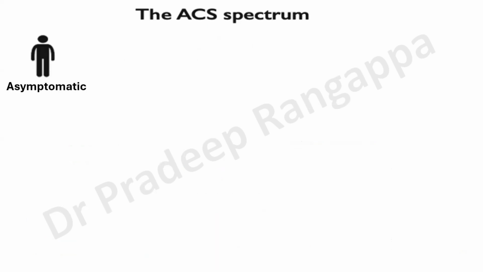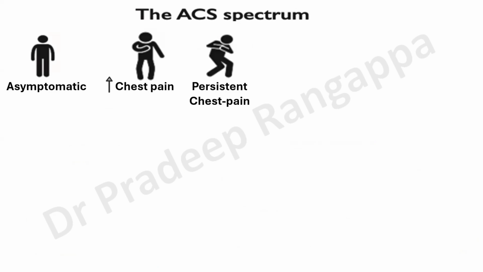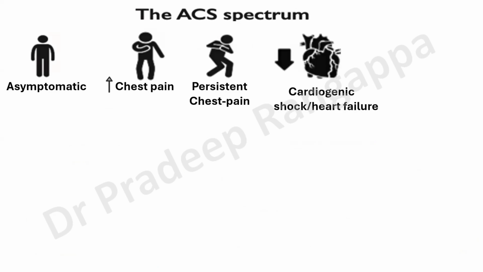And when you look at the ACS spectrum, the type of patients that come have a spectrum. It's not like one garden variety. Sometimes they can be asymptomatic. Sometimes they could have increasing chest pain. And the third category is persistent chest pain. And the typical ones that we tend to see in the ICU is someone who comes with cardiogenic shock or heart failure. So that's the spectrum we tend to see, or cardiac arrest.